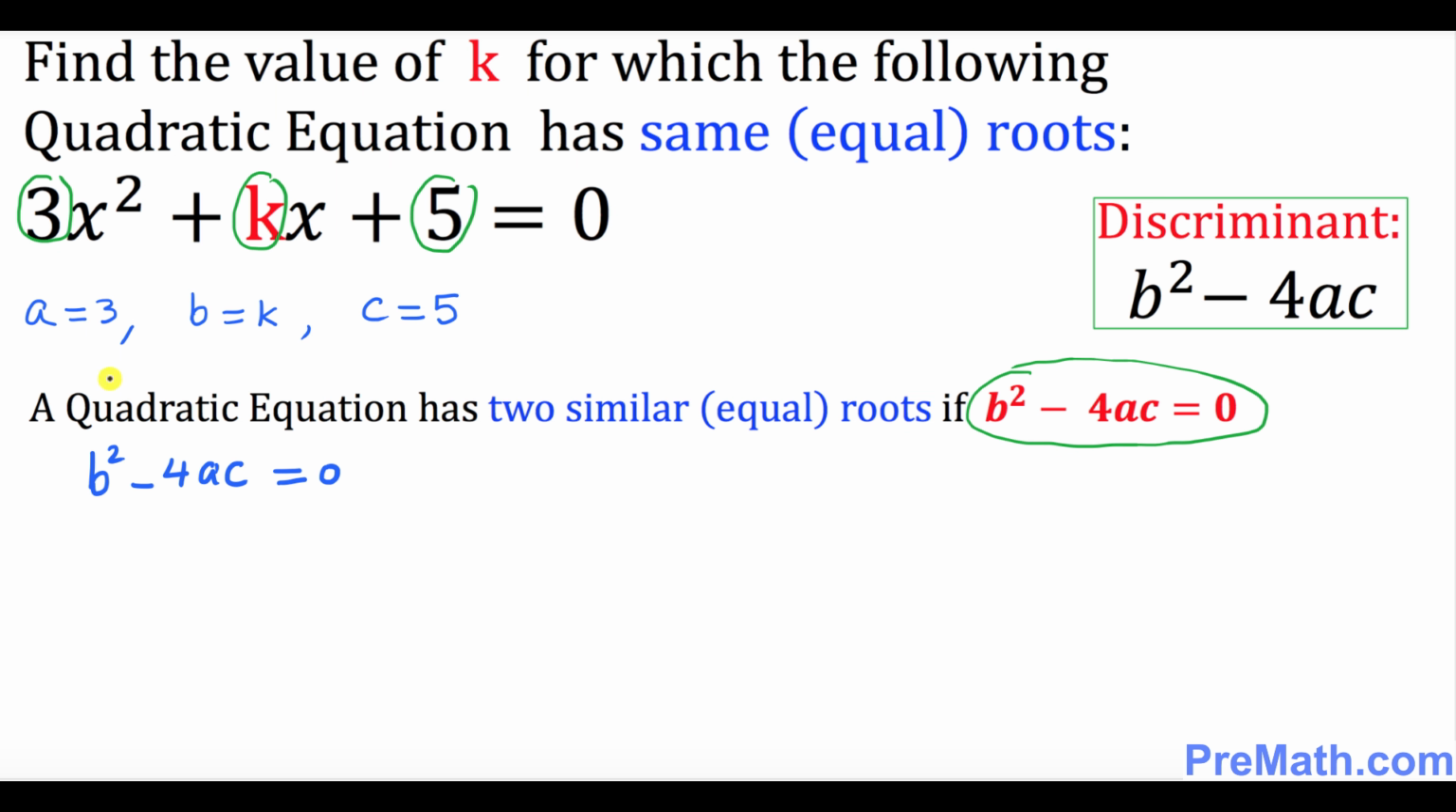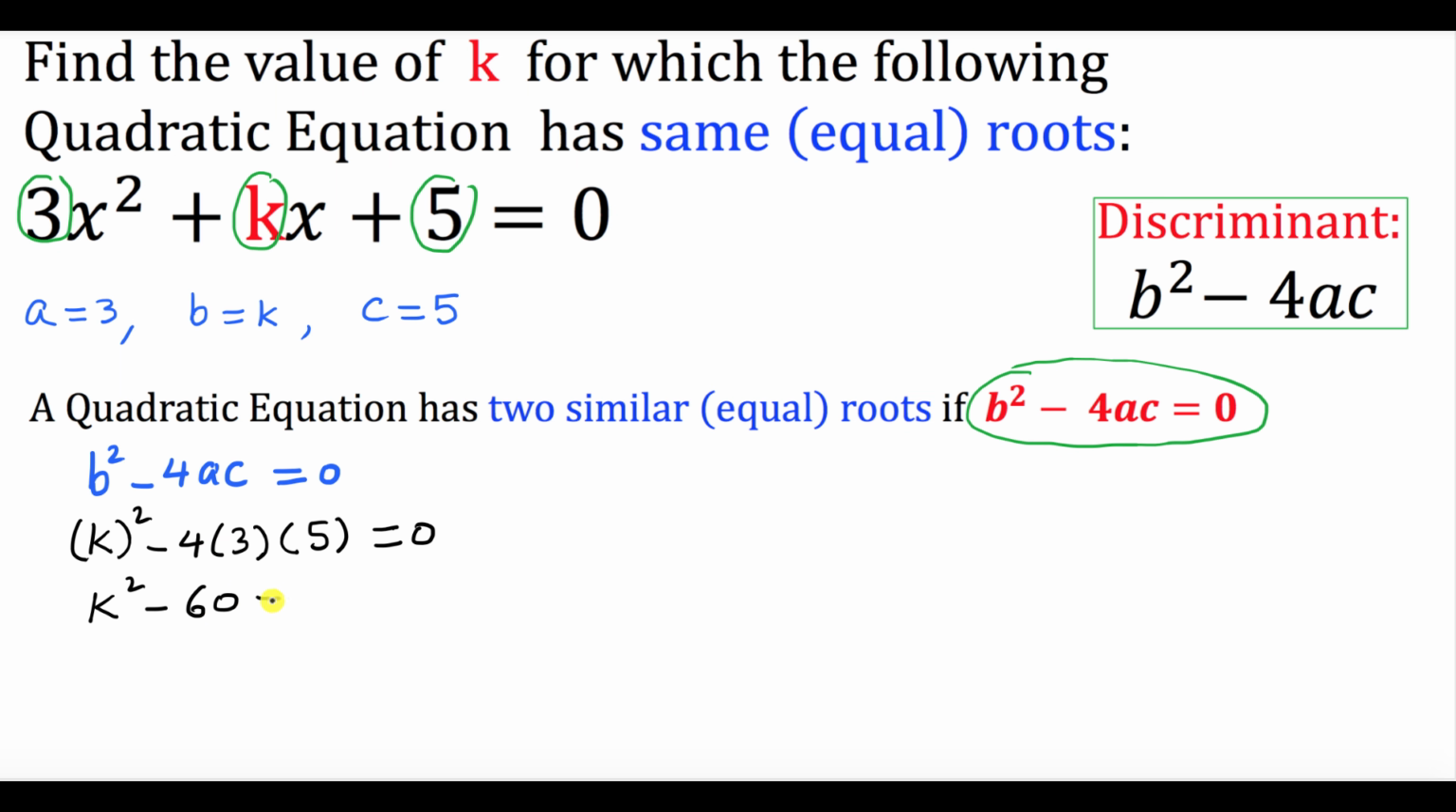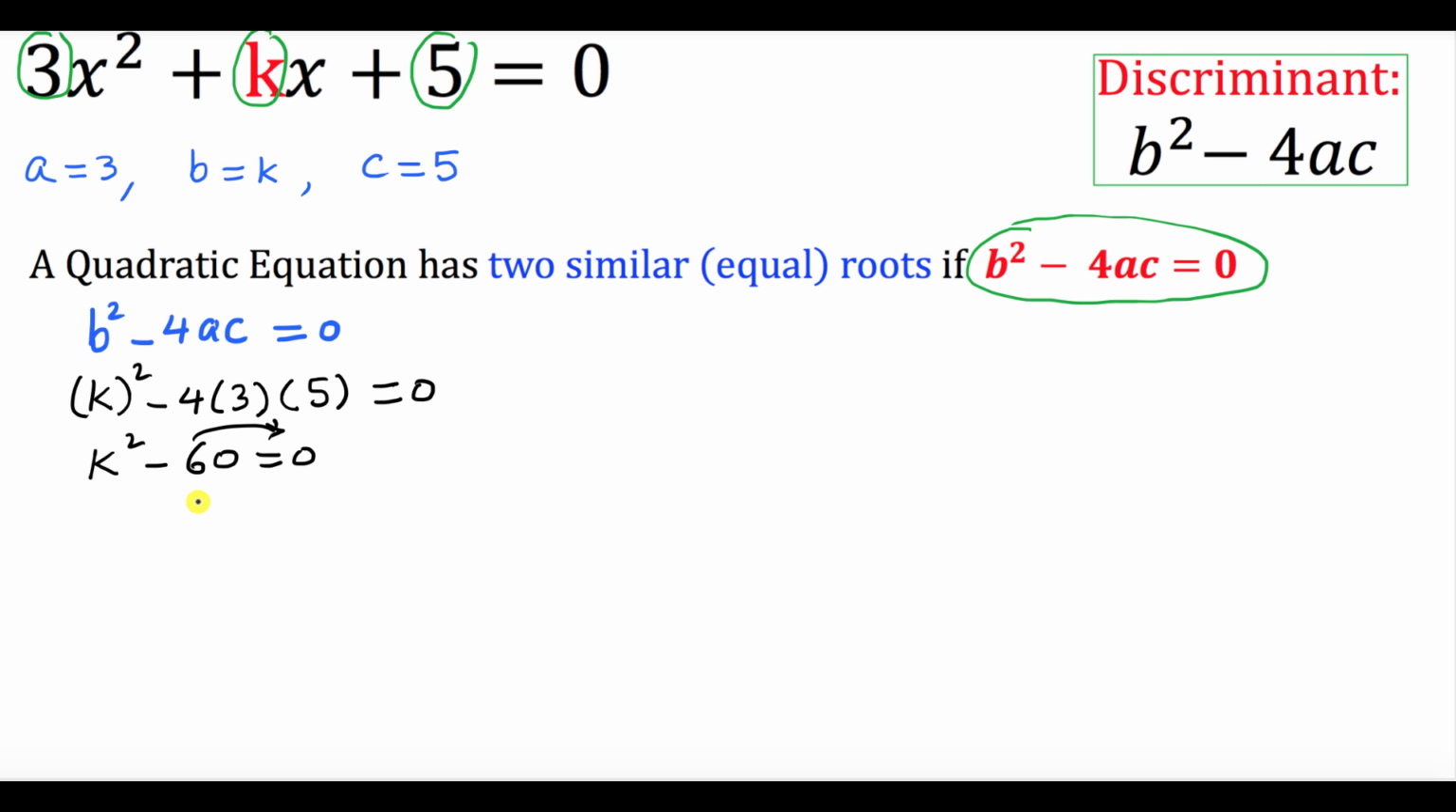Let's plug in these values. In our case, b equals k, so b square becomes k square, minus 4 times a, which is 3, times c, which is 5, equal to 0. Let's simplify. We got k square minus 4 times 3 times 5, which is 60, equal to 0. Move this negative 60 to the right hand side. So k square equals positive 60.